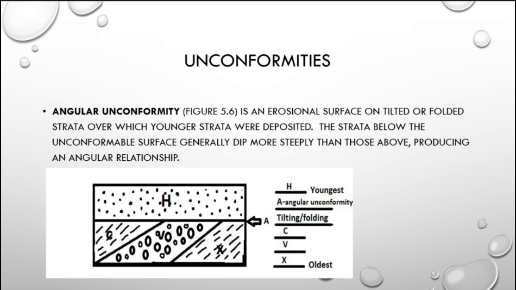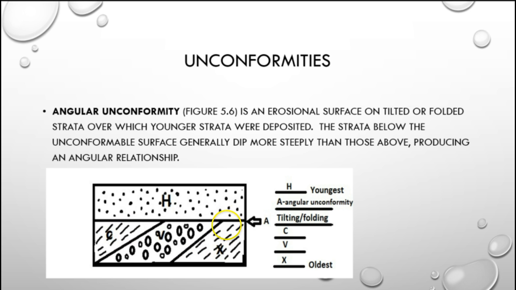Another type of unconformity is an angular unconformity. Angular unconformities are going to be when we have an erosional surface on a tilted or folded strata over which younger strata were deposited. The strata below the unconformity or unconformable surface generally dip more steeply than those above, producing an angular relationship. So if we look at this image down here, we see that we have a set of units that are all coming in at an angle. We have unit X, unit V, and unit C, all coming in at an angle.